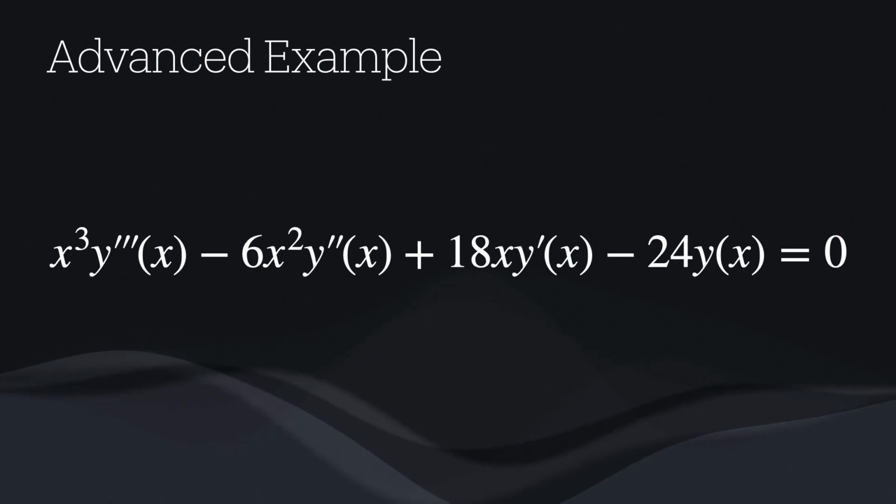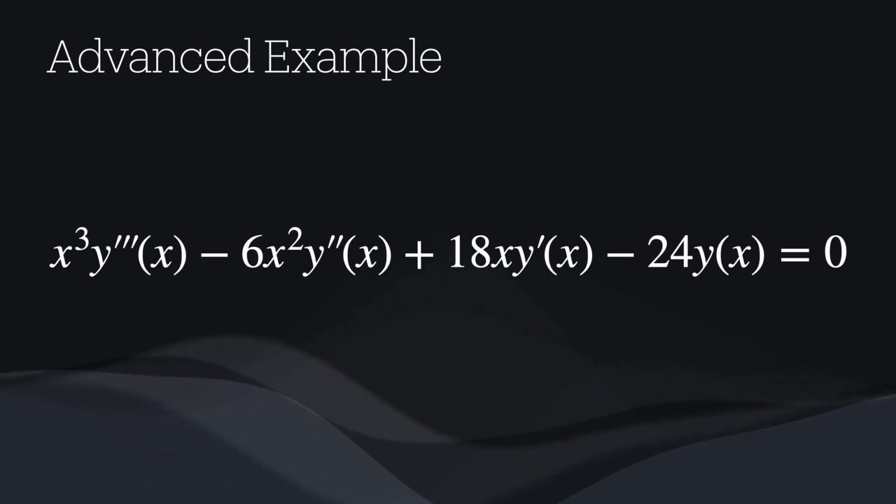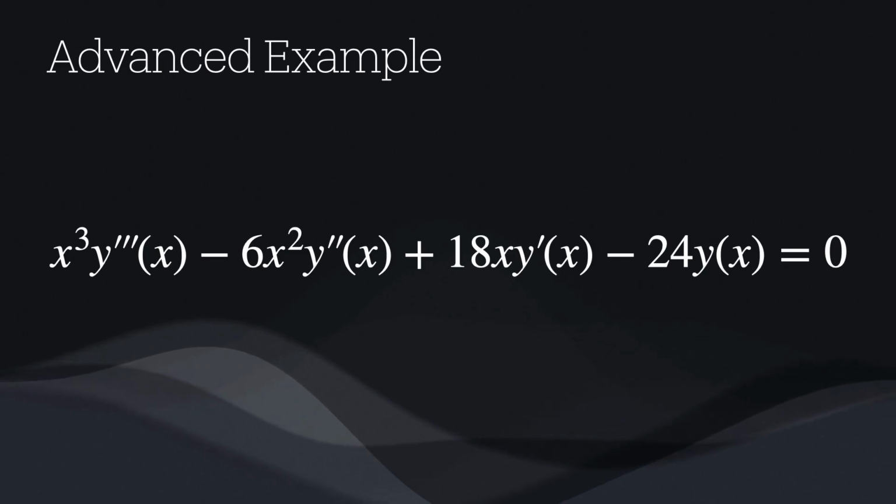Now let's cover another advanced example. This time we also have a third order Cauchy Euler equation. The equation is x cubed y triple prime of x minus 6x squared y double prime of x plus 18x y prime of x minus 24y of x equals 0.